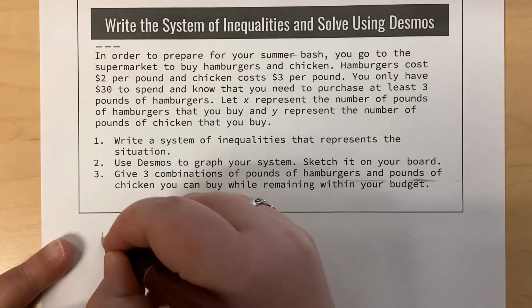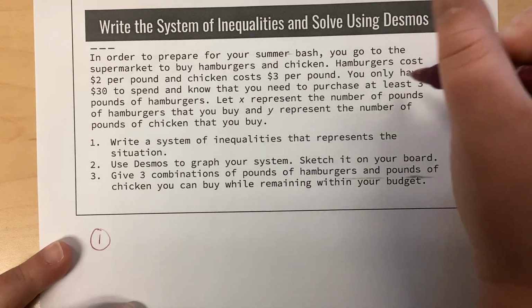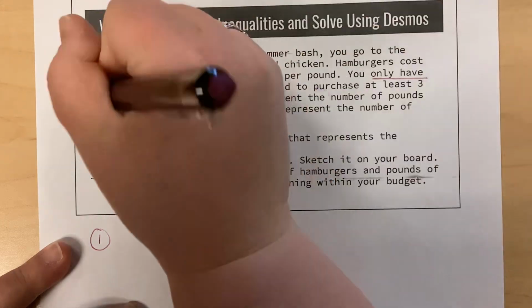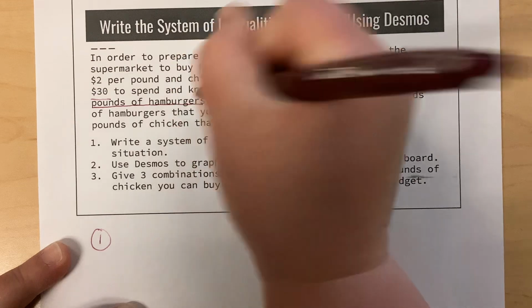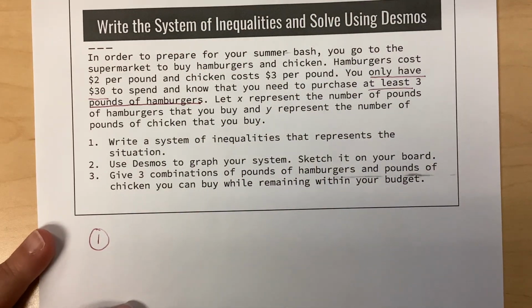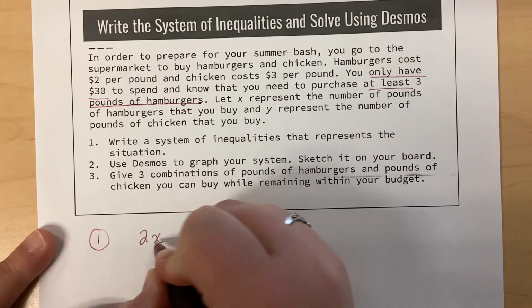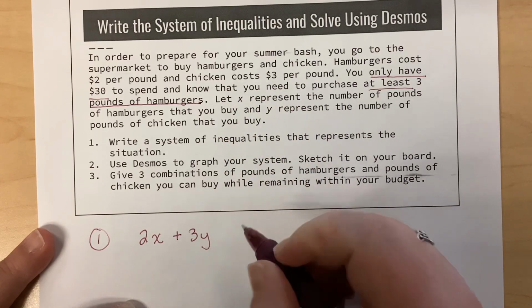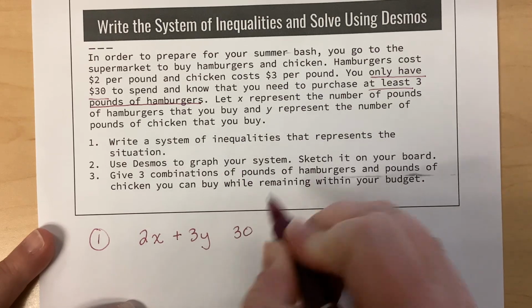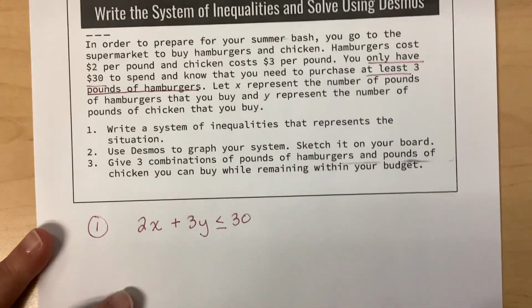So when I go to write my system, once again, I have 2 different totals here. You only have $30 to spend, so only have $30, and you know that you need to purchase at least 3 pounds of hamburger, okay? So let's start with the money. X is number of pounds of hamburgers, and each pound of hamburger costs $2. So 2x plus it's $3 per pound of chicken, that's 3y, and you only have 30 bucks. So the amount that you spend here has to be smaller or equal to 30.